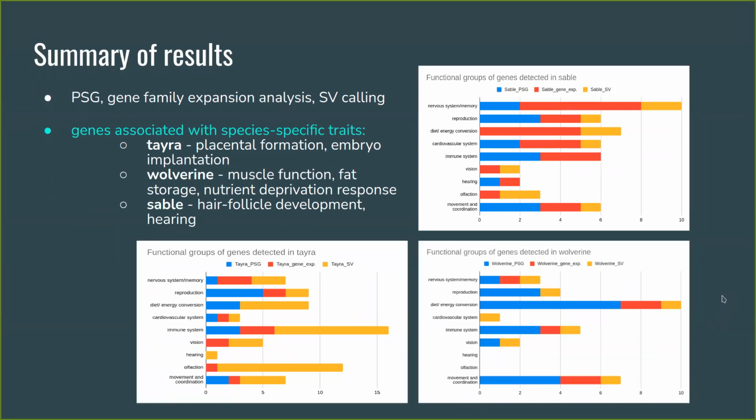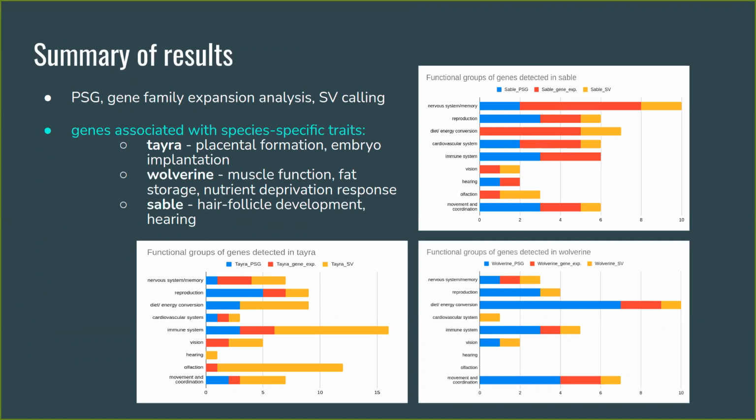So, a bit about the results. I'm not going to be able to go through the details of the methods that we used, but as I mentioned, we looked at positive selection in single genes. We looked at gene family expansion and also structural variation, which we're going to talk a bit more about on the next slide.